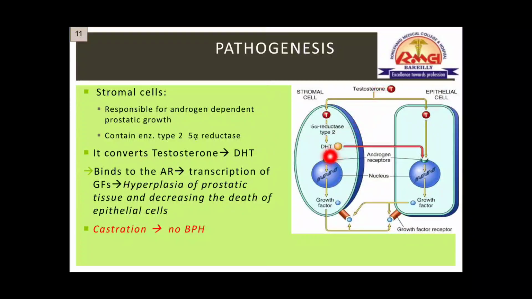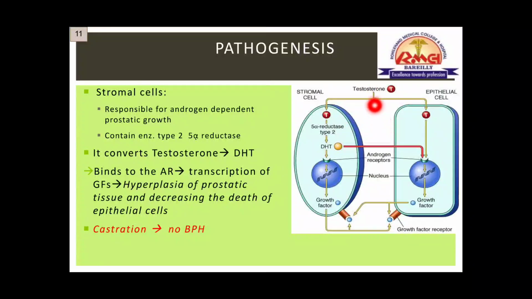Testosterone and dihydrotestosterone are both responsible for the growth of the prostatic glands and prostatic stroma, but DHT is more potent than testosterone because it has a higher affinity for the androgen receptors, and the DHT and androgen receptors form a more stable complex. So DHT is more potent than testosterone.